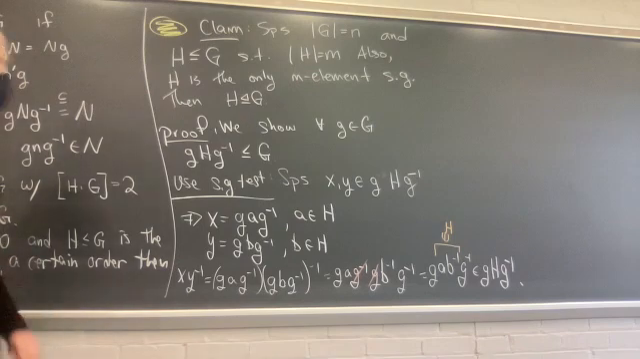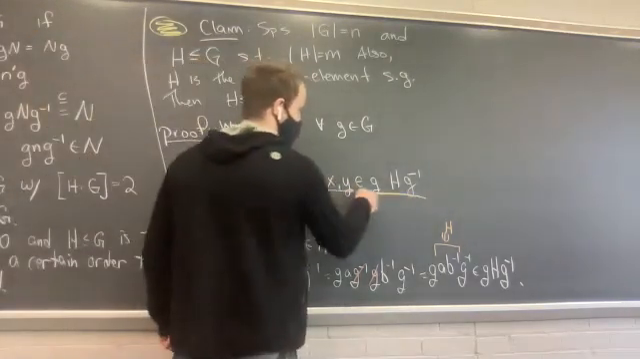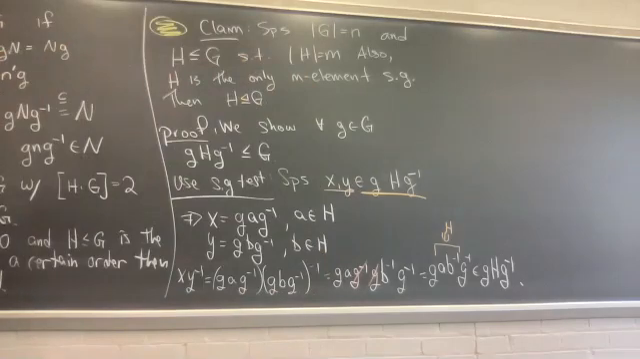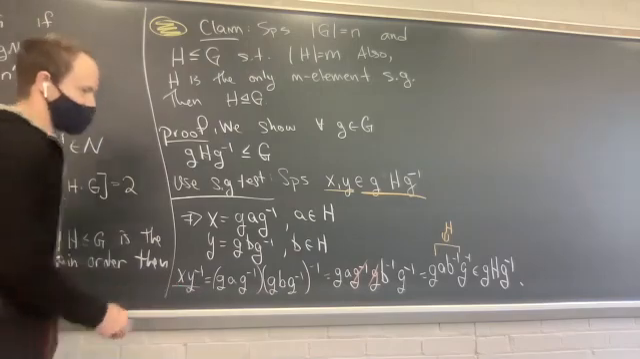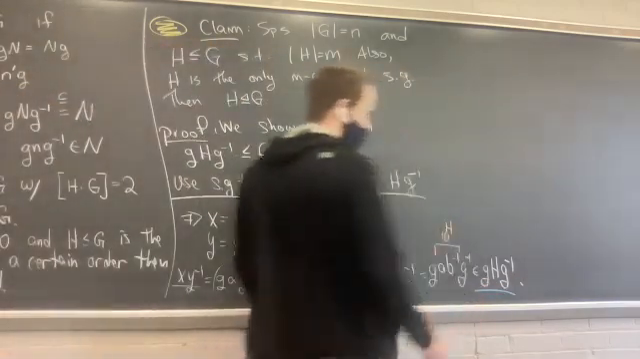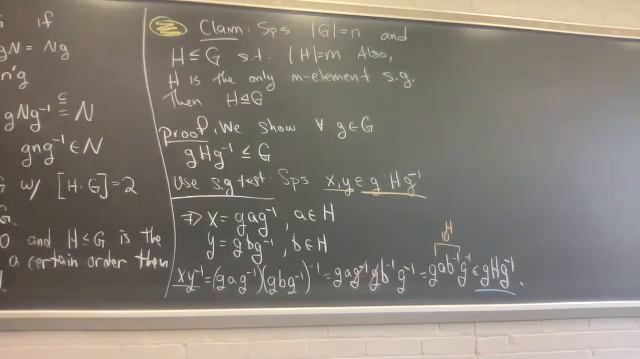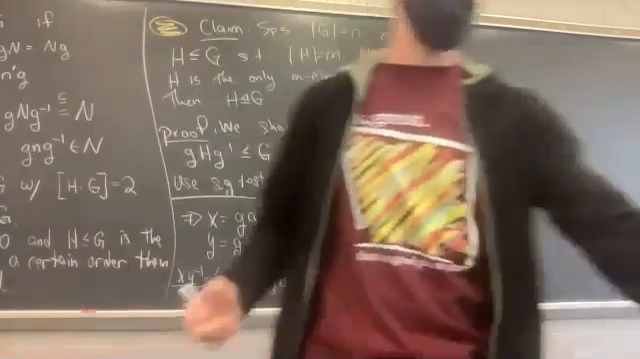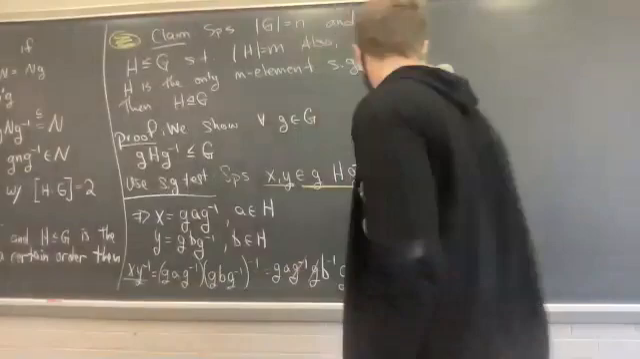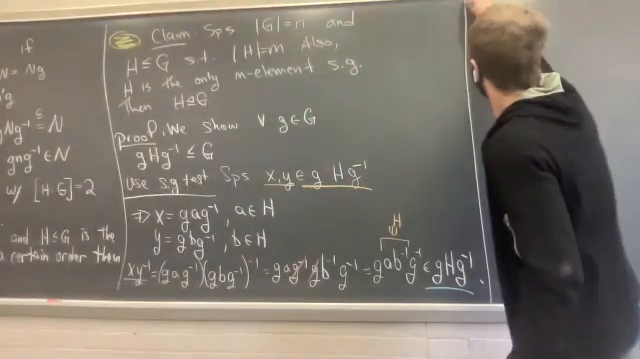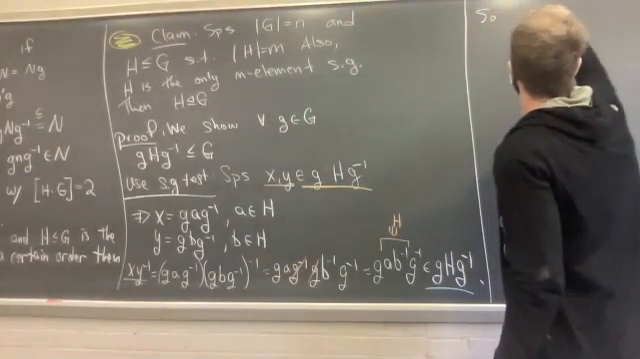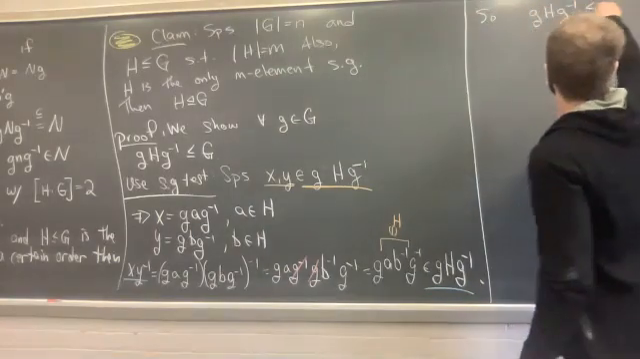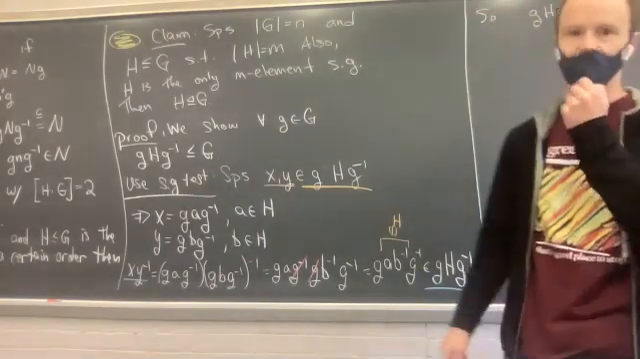So what did we do? We started with two elements, x and y, from this conjugate object. And then we looked at xy inverse, and that landed inside of this conjugate object. But that's exactly what we need for this to be a subgroup. Okay. So we have gHg inverse is a subgroup of G.